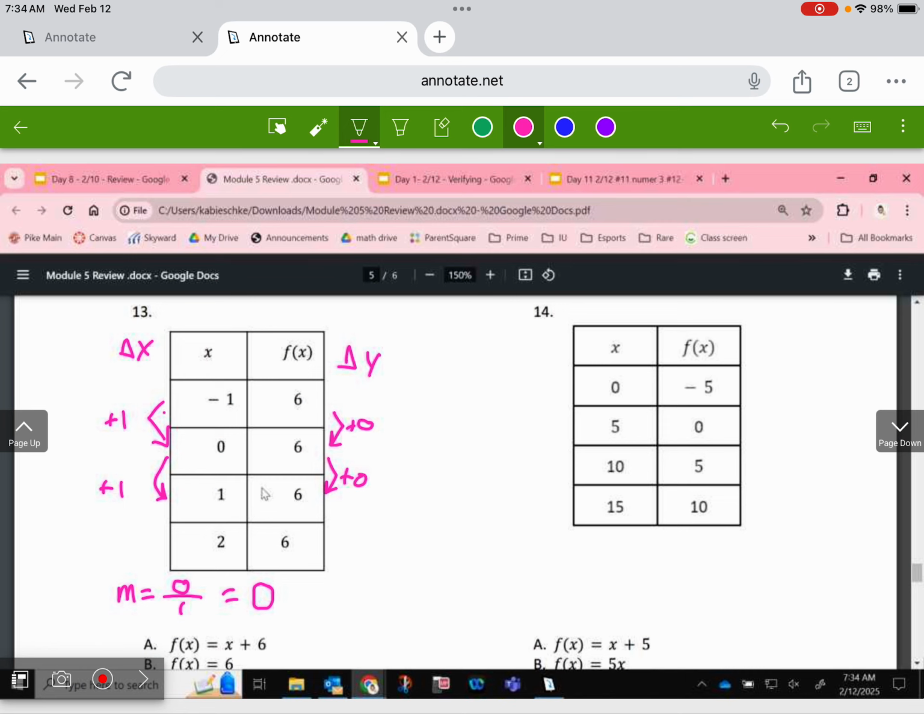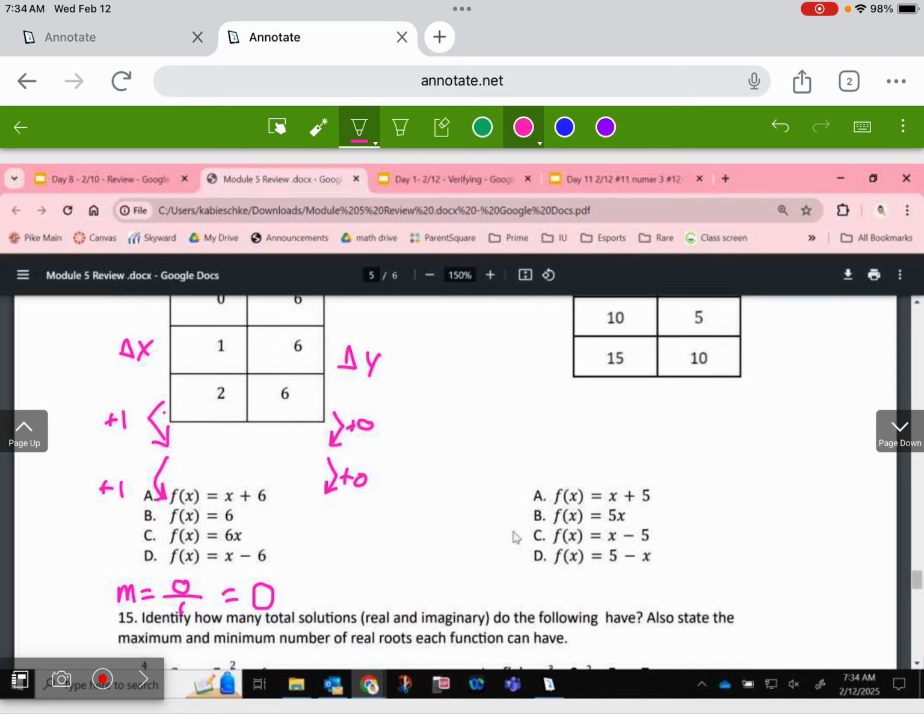Which of these equations down here has a slope of 0? Say it louder, I couldn't hear you. I still can't tell what you said. Which one has a 0 in front of its x?